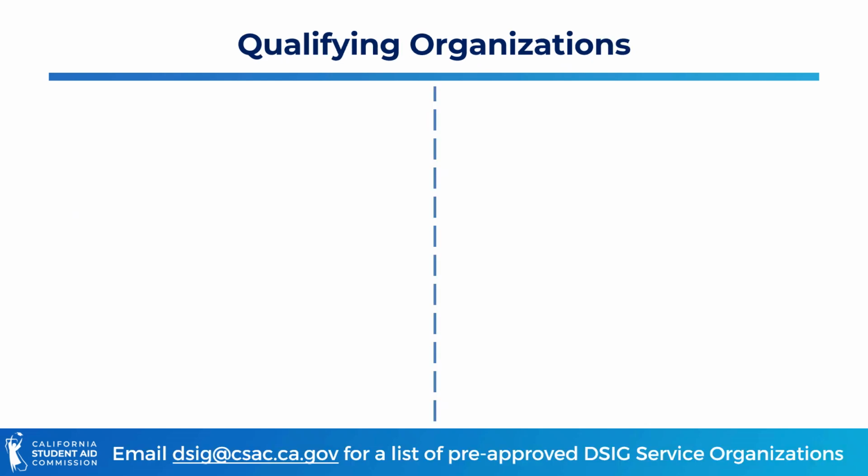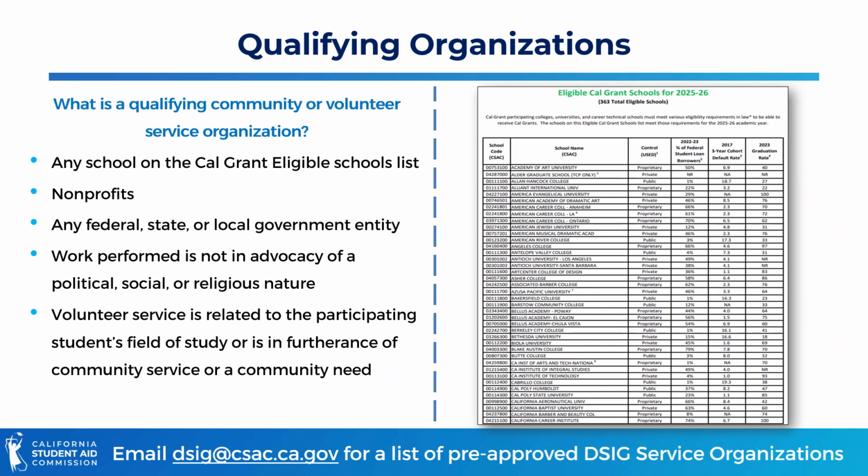Now, what is a qualifying community or volunteer service organization? Any school on the Cal Grant eligible schools list, including their external partners and affiliates, are automatically eligible to participate in DSIG. That means if your student is volunteering on campus and/or campus partner, your institution does not need to apply to become a qualified DSIG service organization. Students can also volunteer at nonprofit organizations and at any federal, state, or local government entity.